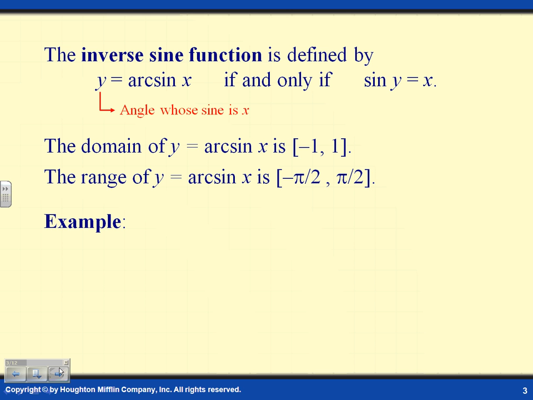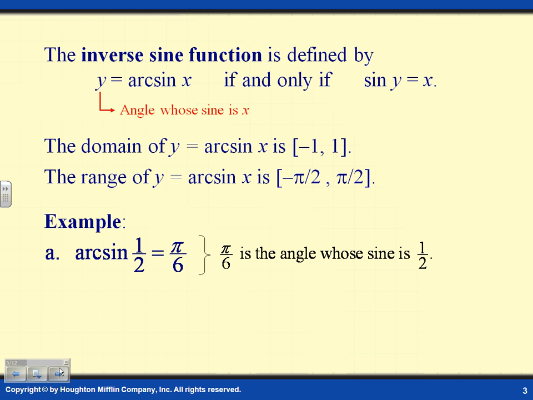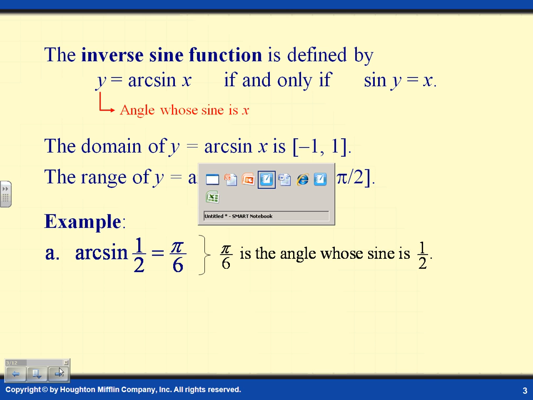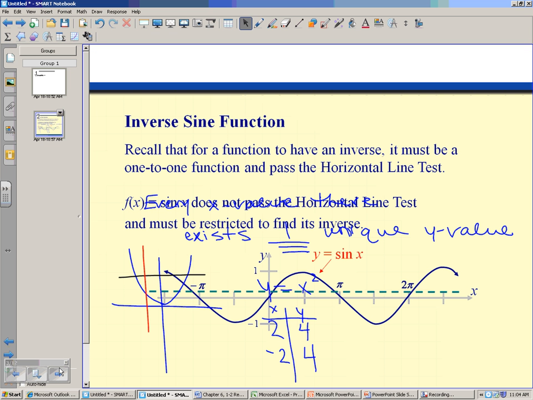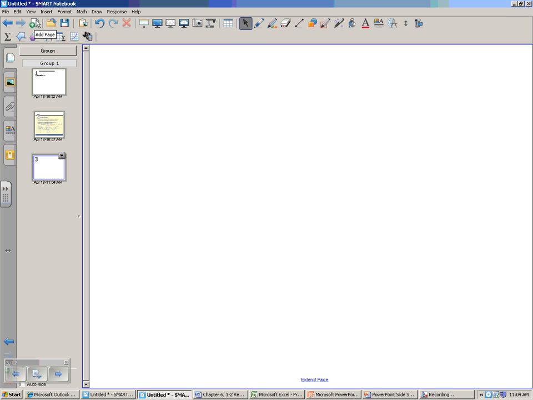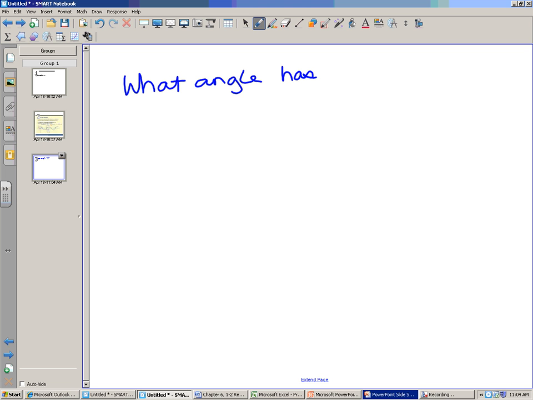So now, it's going to ask for, what is the arcsine of 1/2? What does our brain need to translate that as? What angle has a sine of 1/2? That's what your brain needs to think about. Now get out your unit circle.